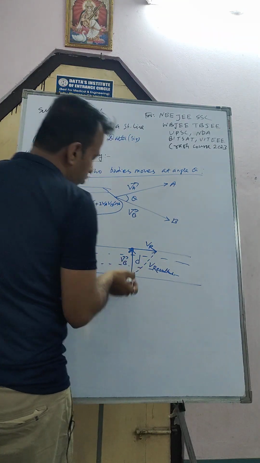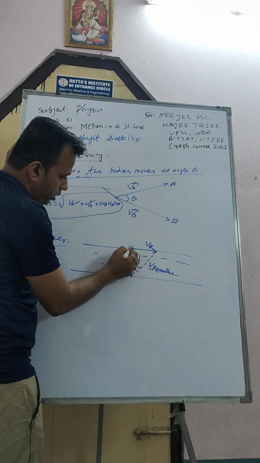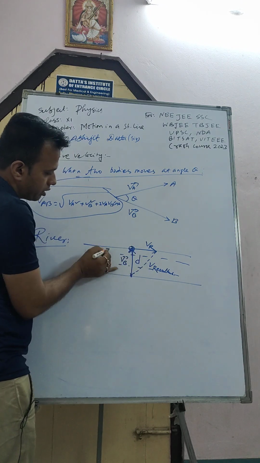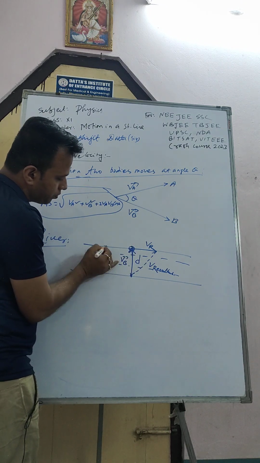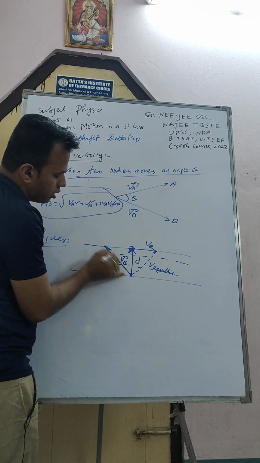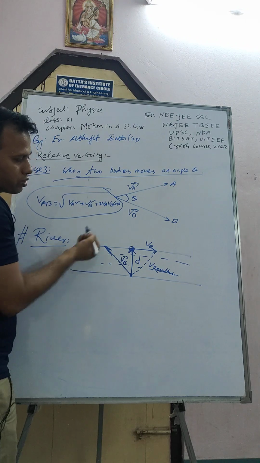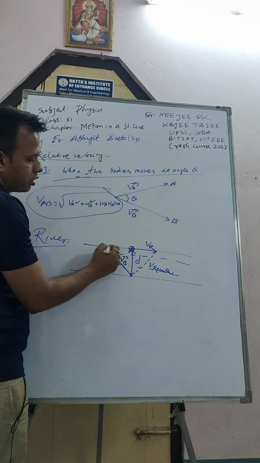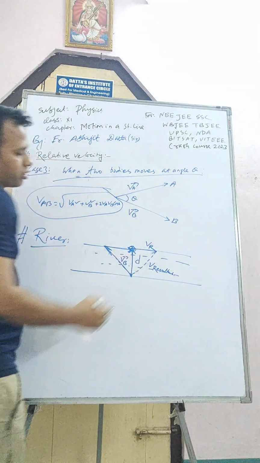If someone wishes to go exactly to the opposite side, then the boat should move in the direction such that the velocity of the stream or velocity of the river can push it here in that way.